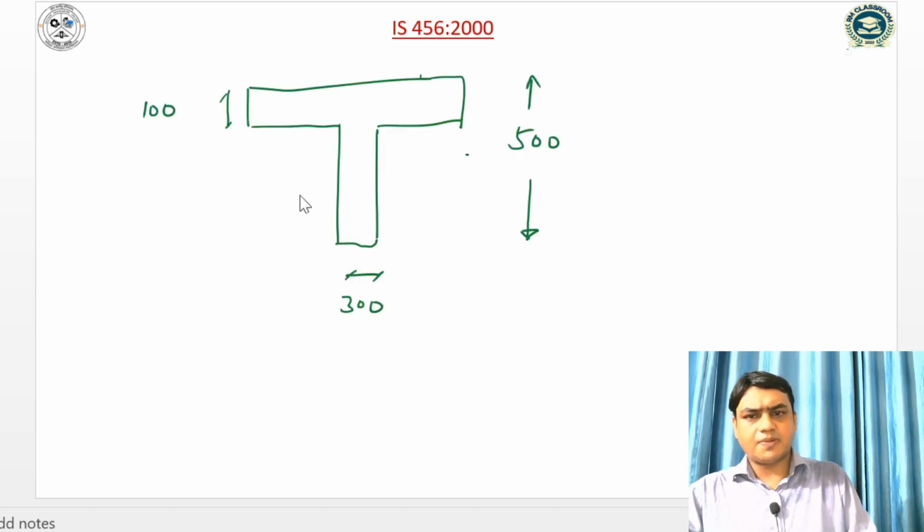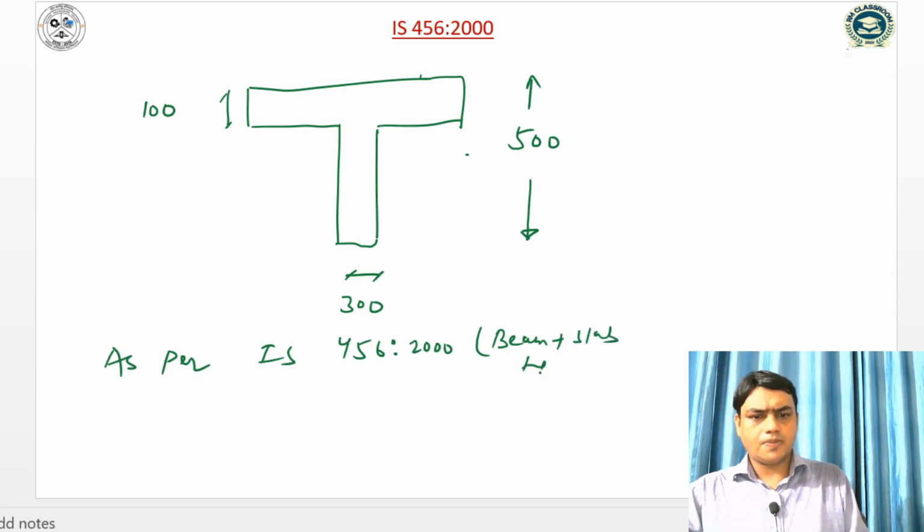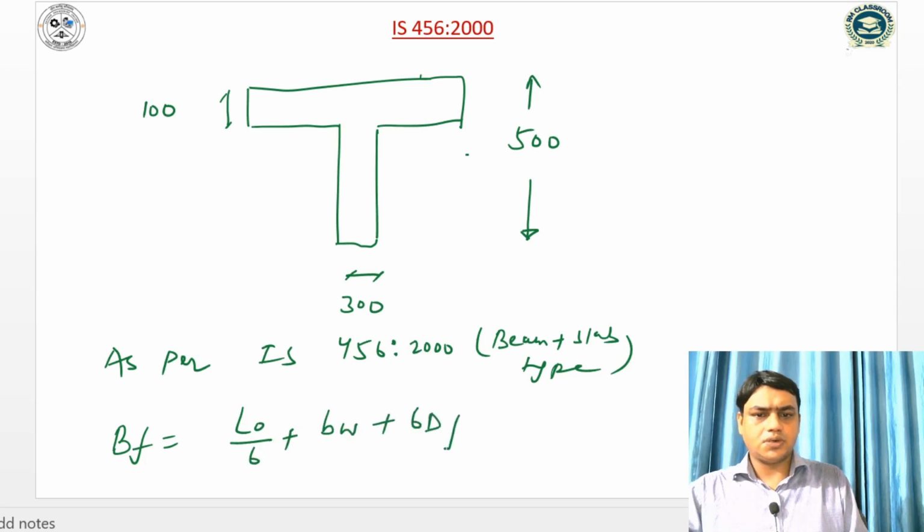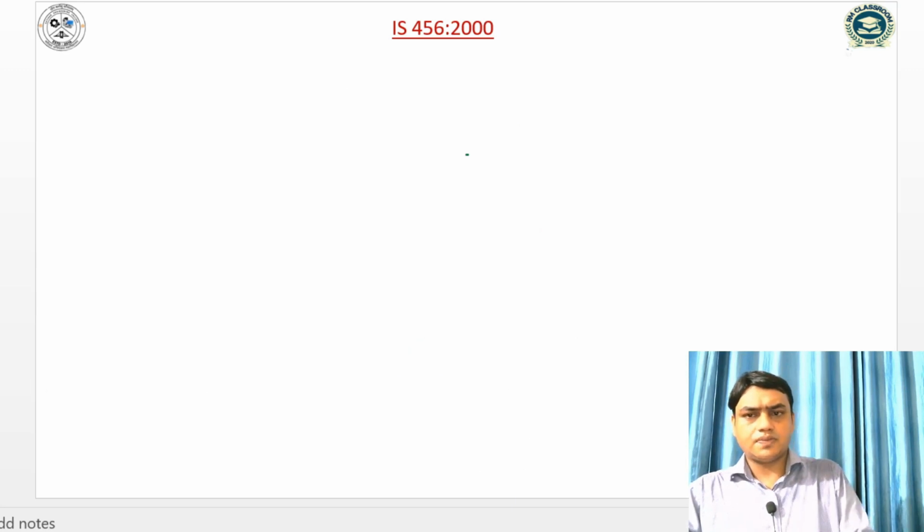So in case of beam plus slab type, as per IS 456-2000, BF is equal to L0 by 6 plus BW plus 6 into DF, and in no case it will be greater than BW plus L1 by 2 plus L2 by 2.